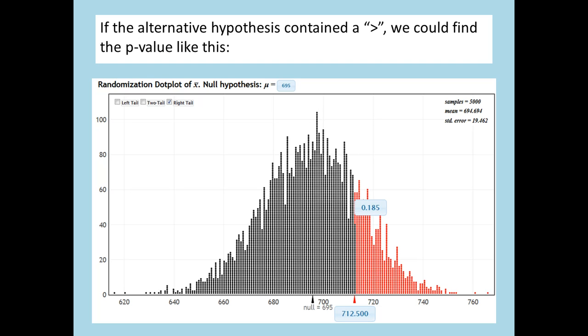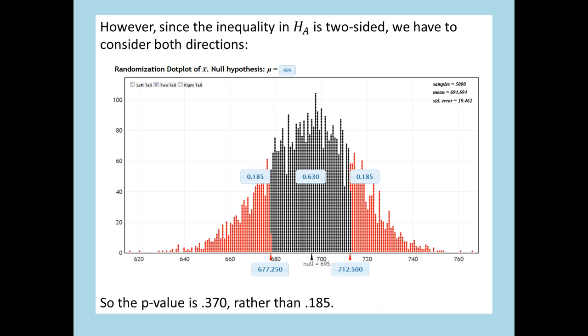However, we don't have a greater than, we have a not equal to, so we end up with this. The only difference is that I picked two tail in the upper left instead of right tail. The only thing that I specified was the 712.5. The left tail StatKey will duplicate one that's the same size. So basically, once I put in the 712.5, StatKey computes the right tail, gets the proportion of 0.185, then it generates a left tail that also has a proportion of 0.185. And it gives you the cutoff that you don't really need here of 677.25.